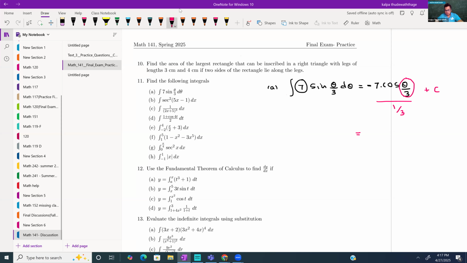So it will be negative 21 cosine theta over 3 plus c. C is an arbitrary constant. You can check that if you differentiate my right hand side, the answer, you get 7 sine theta over 3. Because when you differentiate, you multiply by 1 over 3, which will cancel out with this, and you get 7 back. So think about that.